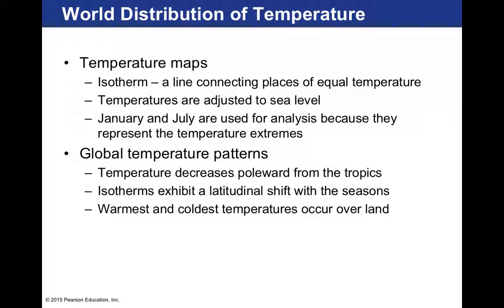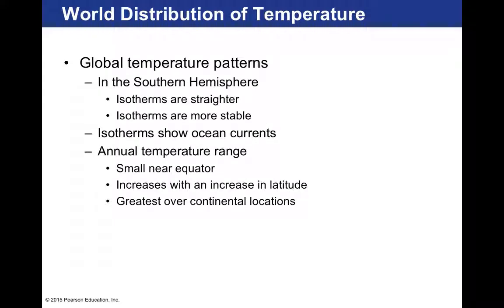Now, world distribution of temperature. When you look at temperature maps, remember they're typically going to give you an isotherm or isotherms, which again is just a line connecting places of equal temperature. And temperatures are adjusted to sea level. January and July are used for analysis because they represent temperature extremes. January is typically your most wintry month, and July would be a typical summer month. So there are some global temperature patterns. In the southern hemisphere, isotherms seem to be straighter and more stable. And isotherms also show ocean currents. They're typically good predictors of ocean currents.